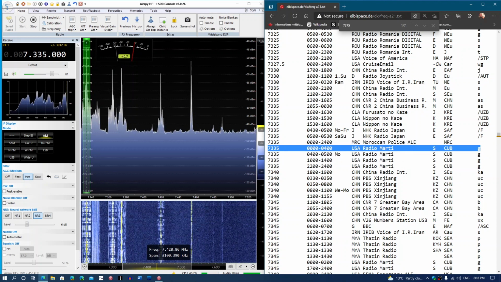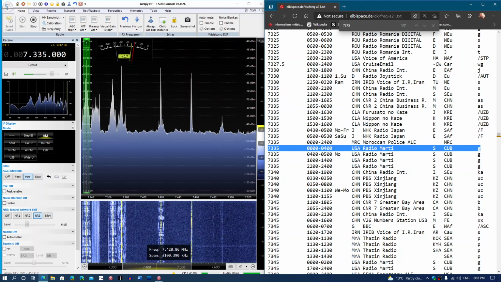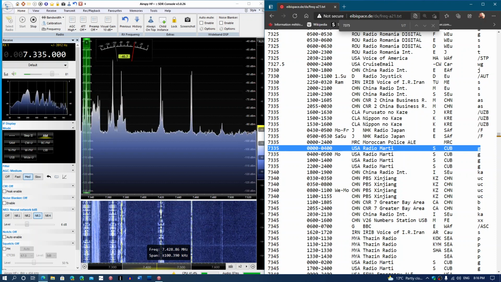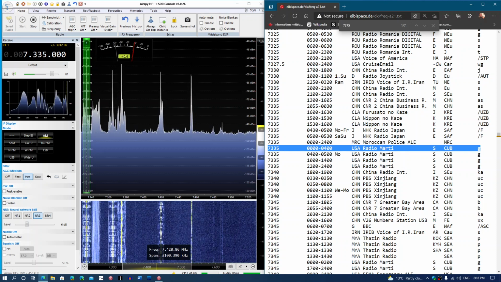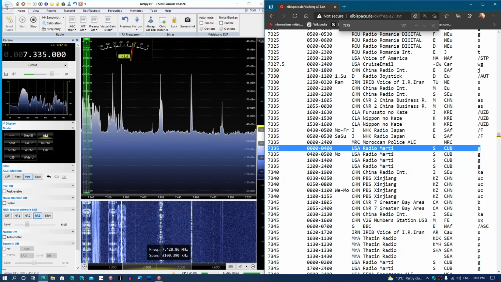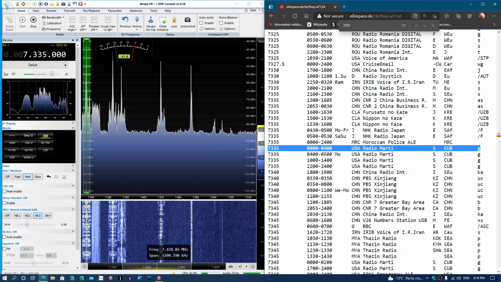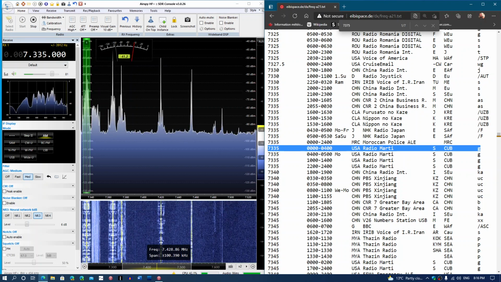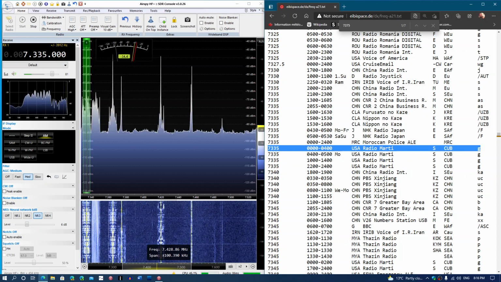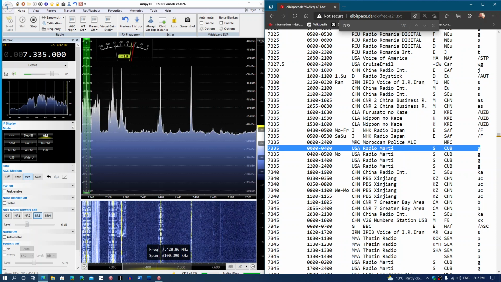Now, what do the abbreviations mean? 7335 is the frequency. 0 to 04 UTC is the time that they're broadcasting, a 4 hour block. USA is the station, a US station, Radio Marti. S for Spanish, CUB for Cuba. That means it's broadcasting towards Cuba.